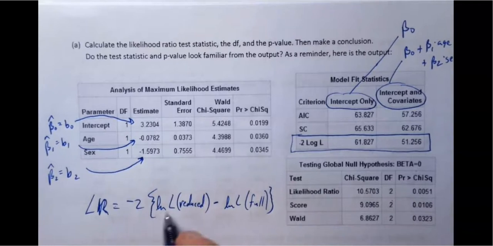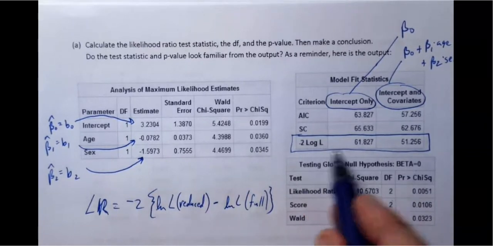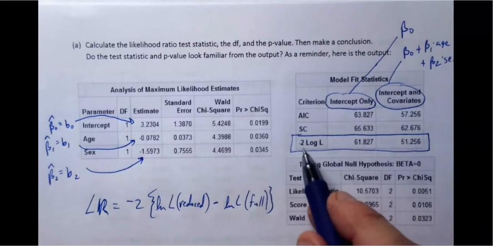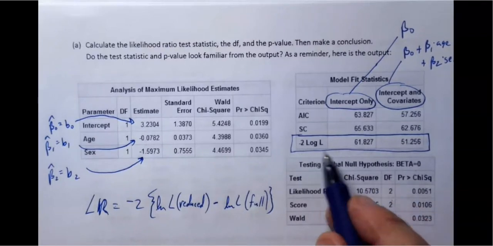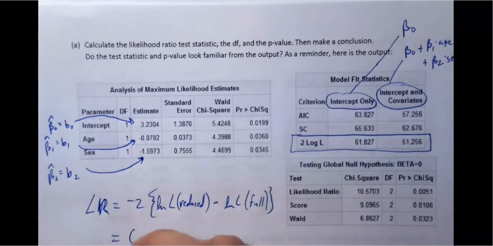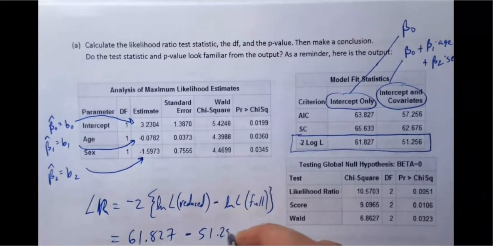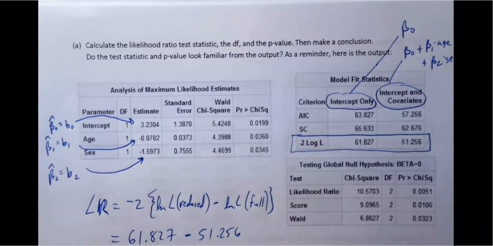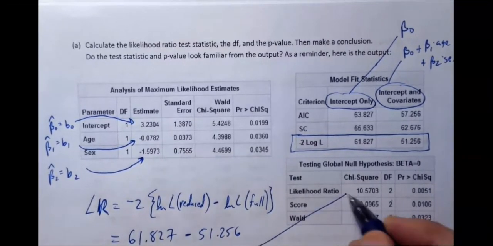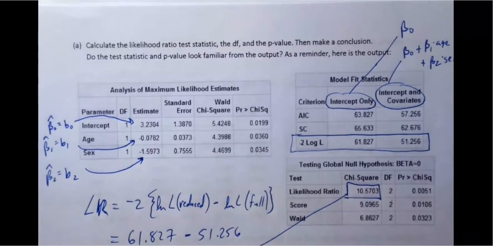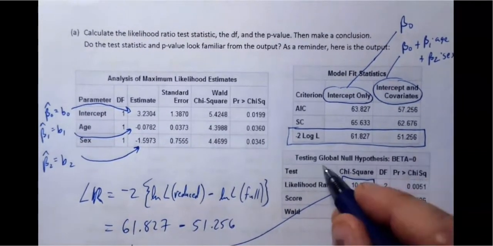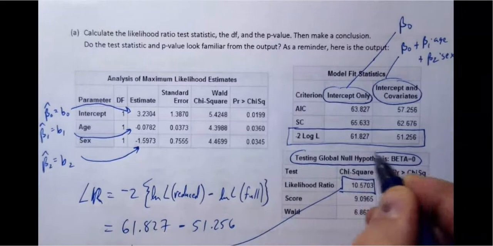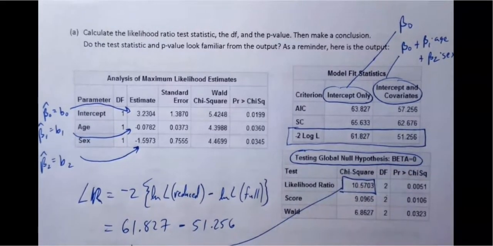In this case, we can multiply the -2 through, and the -2 is already multiplied in here. This is -2 times the log likelihood for the reduced minus -2 times the log likelihood for the full. So this would be 61.827 minus 51.256, which is equal to 10.57. Well, where's that? That's where this test statistic for the likelihood ratio test comes from, for testing the global null hypothesis that all of the betas, all the non-intercept betas, are equal to 0.